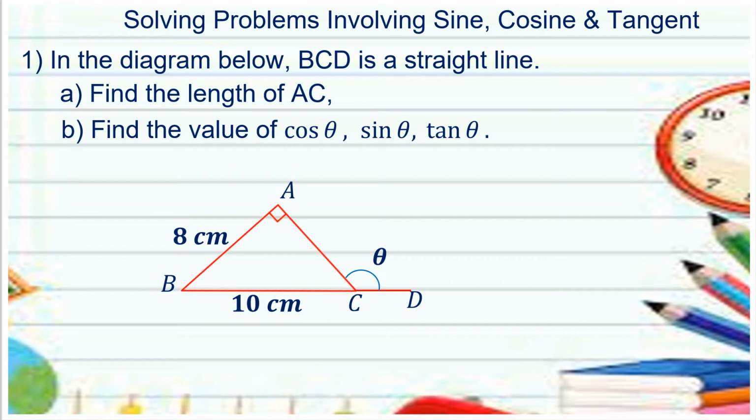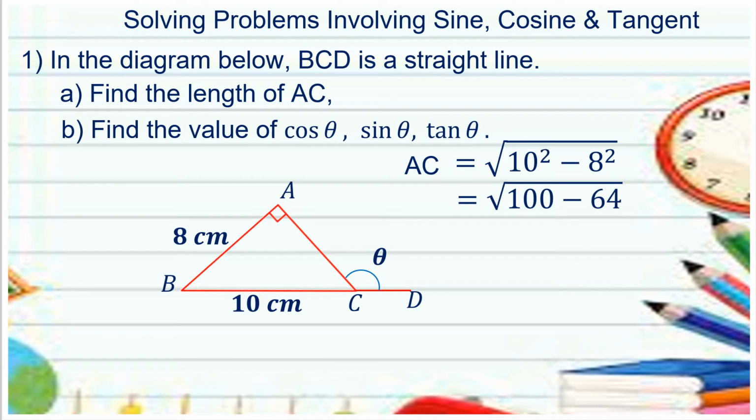First, we are going to find the length of AC. How do we find the length of AC? We need to use the Pythagorean theorem that you learned in your grade 8 class. So it is equal to square root of 10 squared minus 8 squared. What is 10 squared? Very good, it is 100. How about 8 squared? Correct, it is 64. So we will be having 100 minus 64.